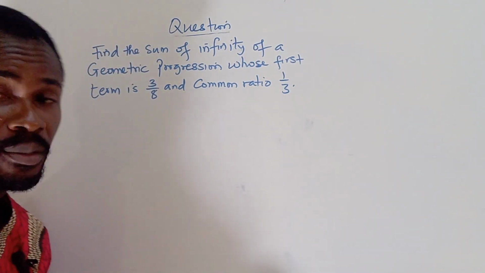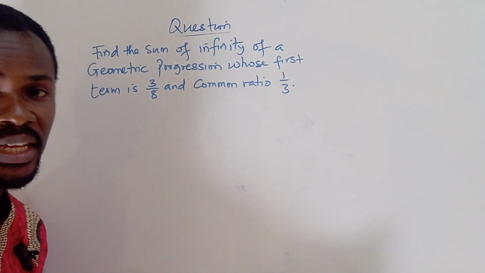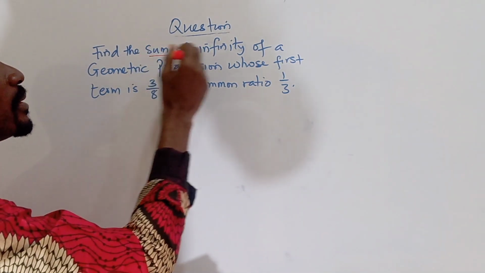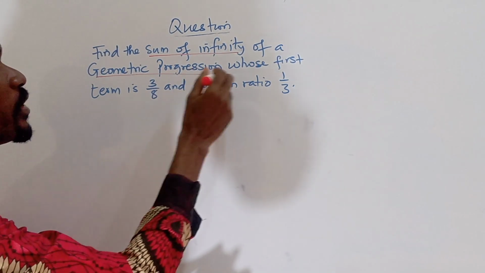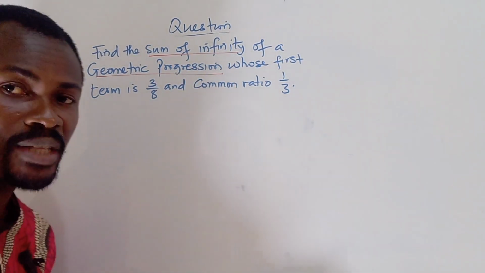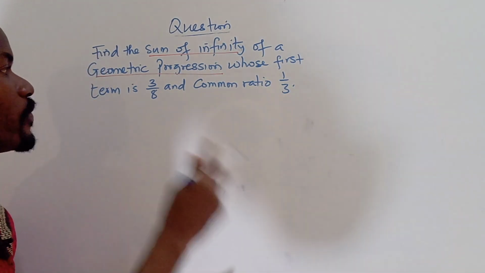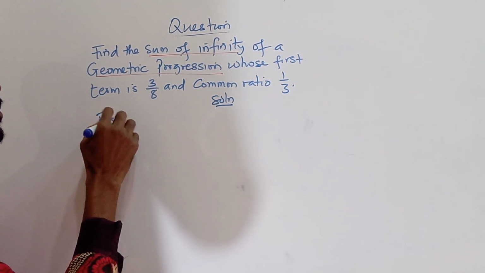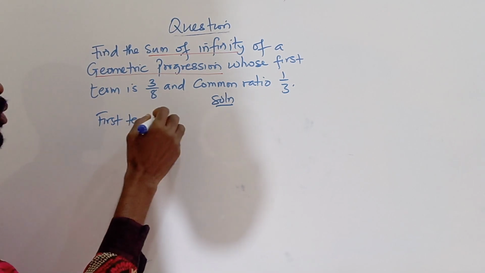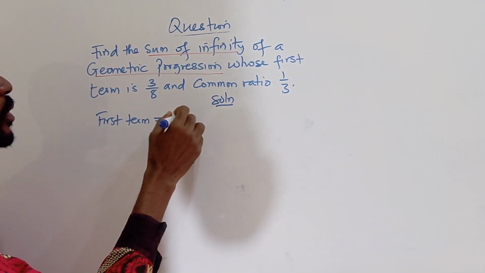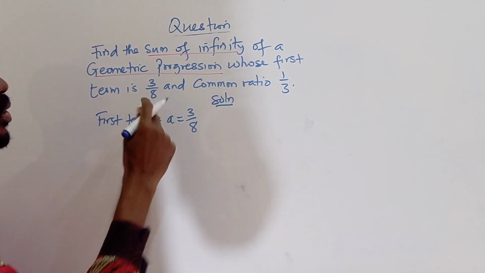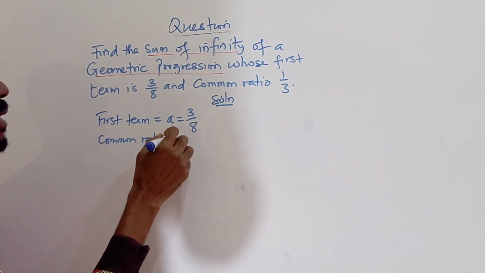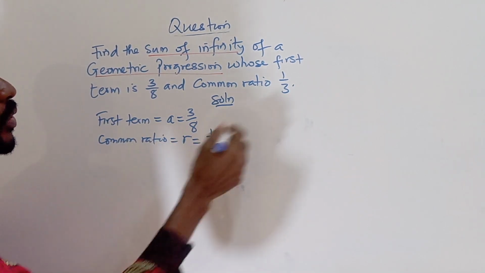Alright, so today we have a problem on sequence and series. So let's look at the problem together. The question says find the sum of infinity of a geometric progression, so that is a GP, whose first term, so in our solution, we are given the first term, and most times we use a for our first term, which is 3 over 8 according to the equation, and our common ratio, which we use r for, is 1/3.